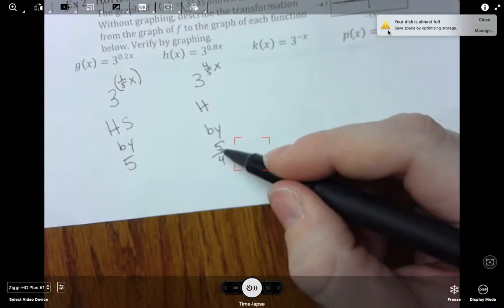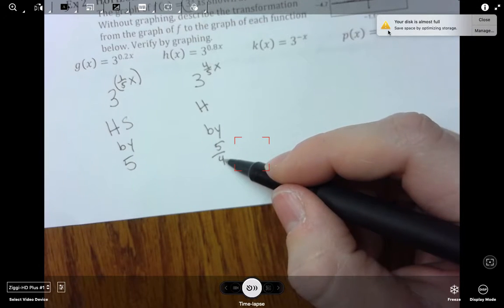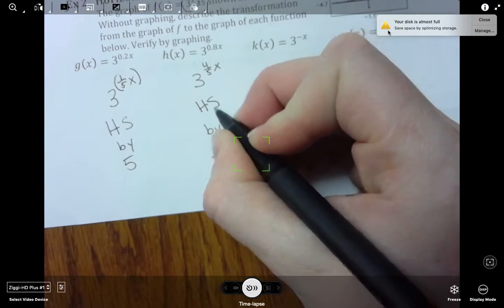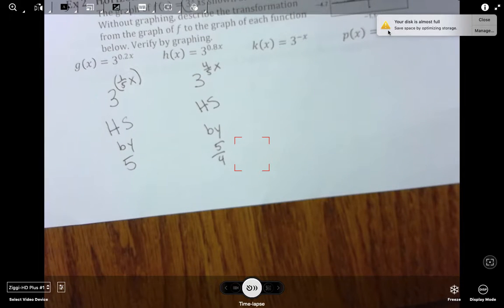If I'm multiplying by 5/4, that's a number that's bigger than 1, so I'm enlarging it. So it's going to be a stretch again. Horizontal stretch. Okay.